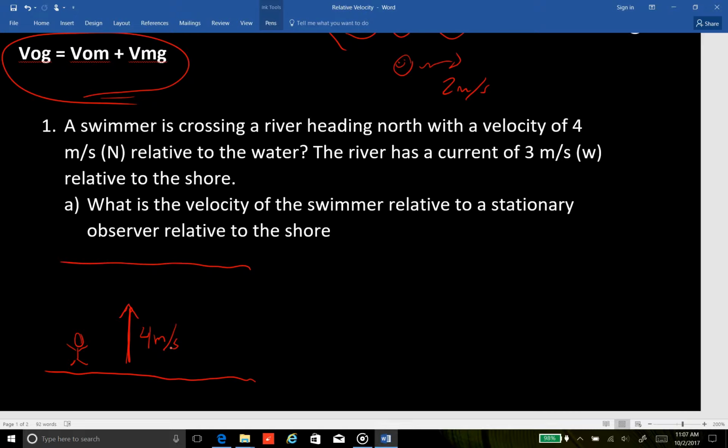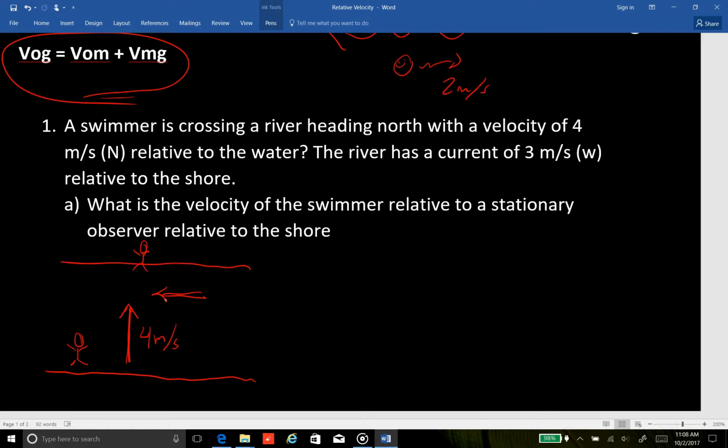If you were on the other side watching the swimmer, they would look like they were coming directly at you. But if there is a current, you would see something. You would see now that the swimmer would actually be traveling on an angle. Now why? Well, because the current has a velocity which is 3 meters per second to the west. So what do you think it would look like to you? It would look like they were traveling north towards you, but it would also look like they were traveling west.